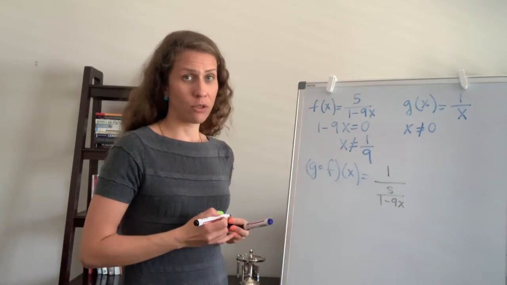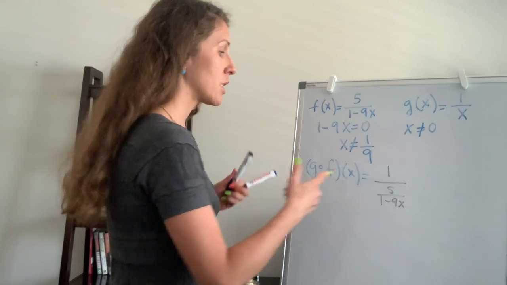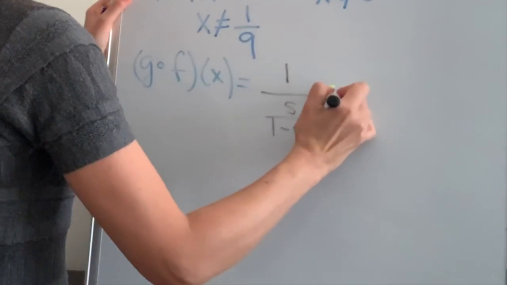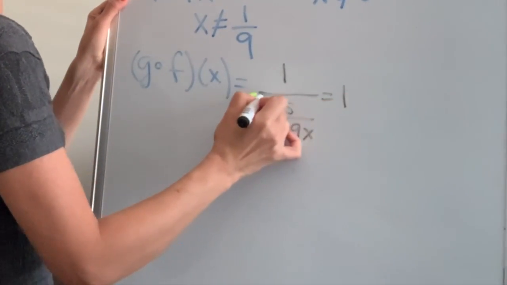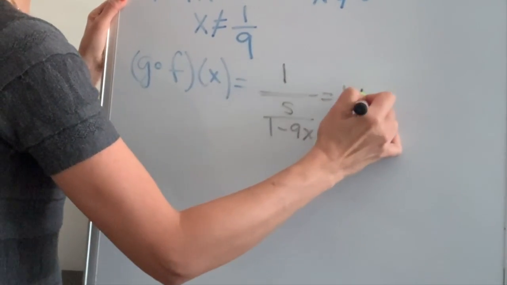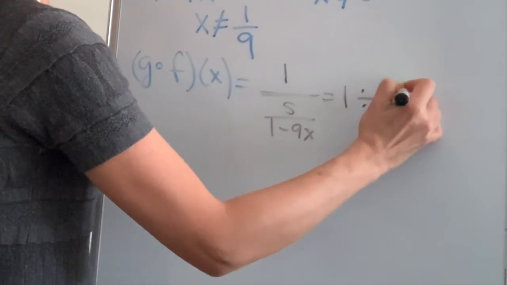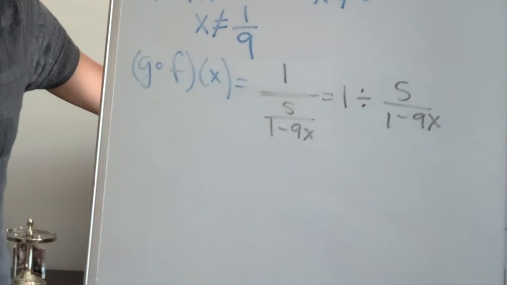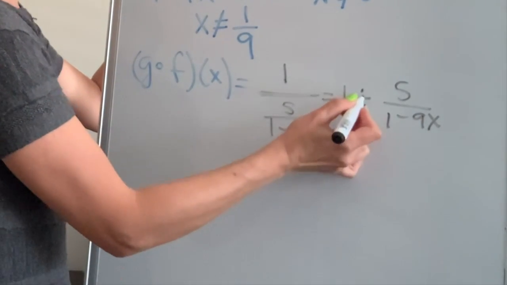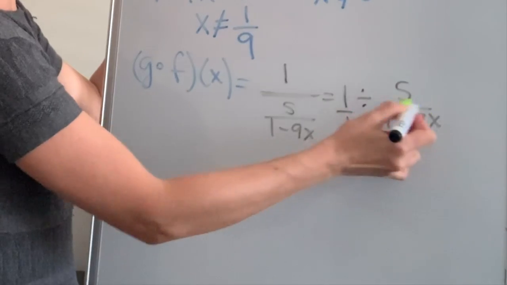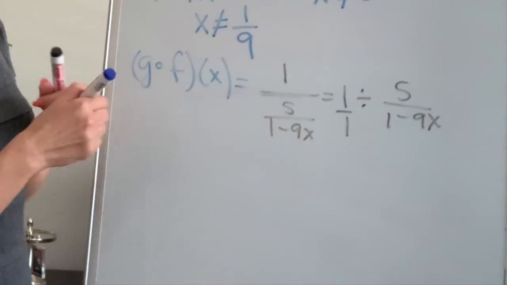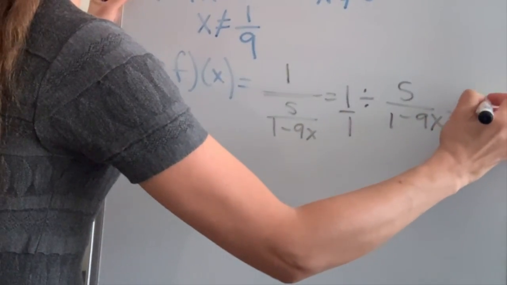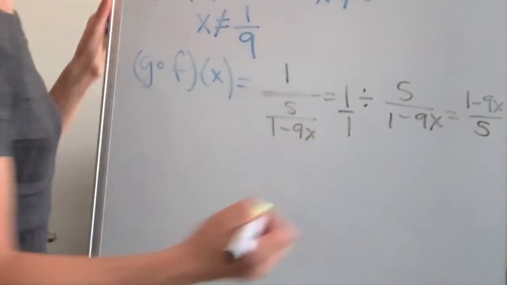Well, we just looked at how to simplify this three-story fraction. I will keep 1 as is, and then instead of divided by here, I will actually write divided by, and then my second fraction, which is 5 over 1 minus 9x. And then again, we do keep, change, flip, so it's 1 over 1 times 1 minus 9x all over 5. Boy, this is loud. Okay. So it's going to be 1 minus 9x over 5.